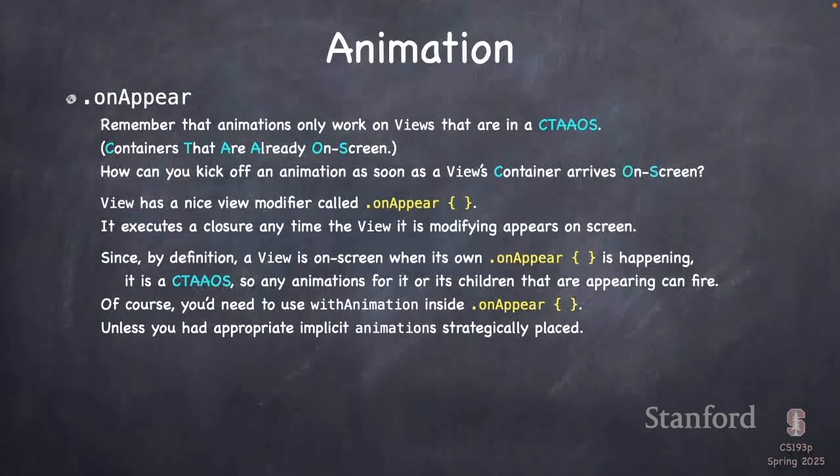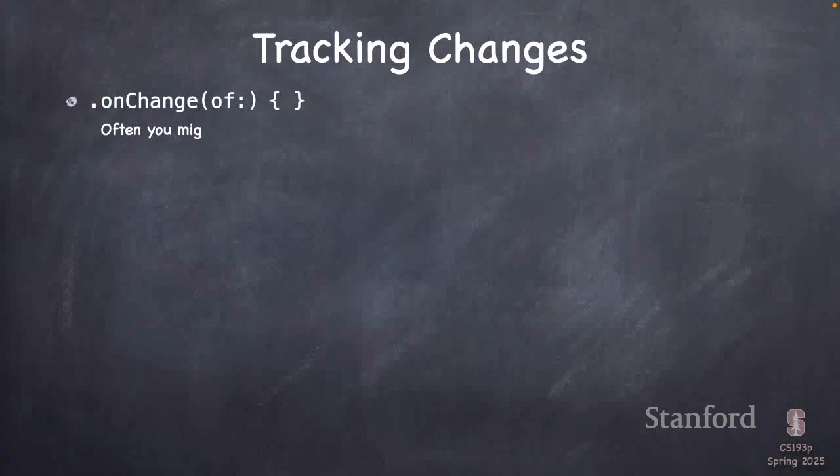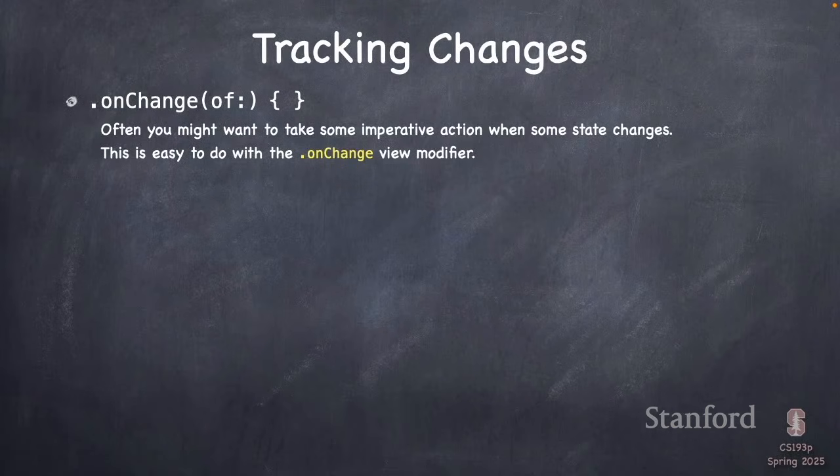onAppear has just this one argument, which is a closure, a block of code. And you can do anything you want in there. It's imperative code, right? You can do animation or whatever. You can do non-animation things. Maybe initialize your game. You could initialize the game you're working on in A3 in onAppear if you want. That'd be perfectly fine. And there's a similar one, onChange(of:), which you saw in the hints to A3.